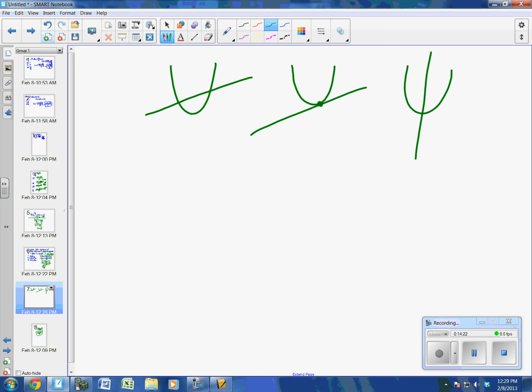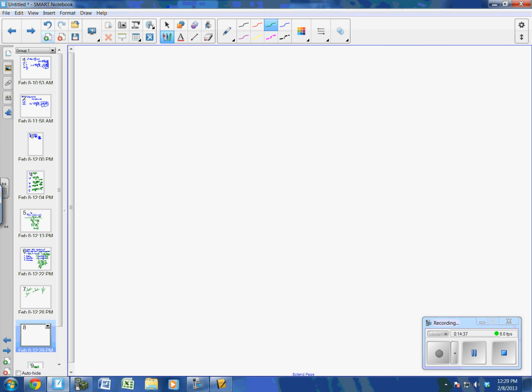Okay. What's the other possibility here? Not intersecting at all, right? And there would be no solution to it. We got it? Okay, so we're going to do one right now. We're going to solve this one first by graphing and then by substitution.